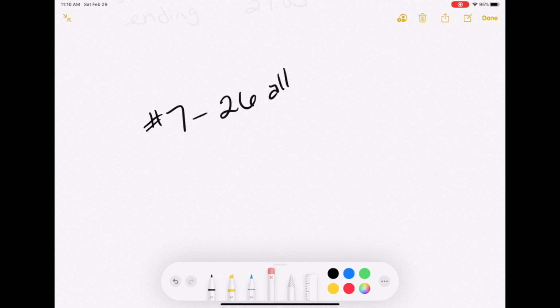So we will pick this back up tomorrow, 7 through 26 all.